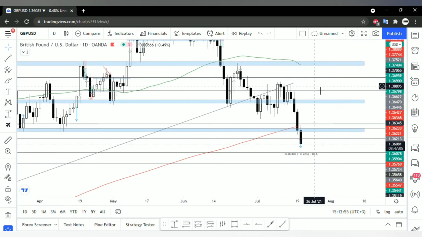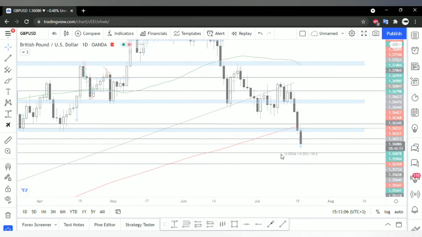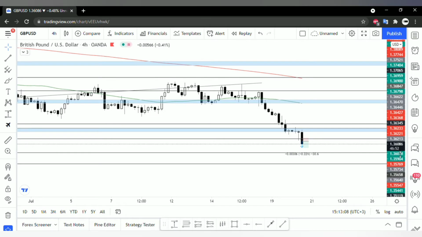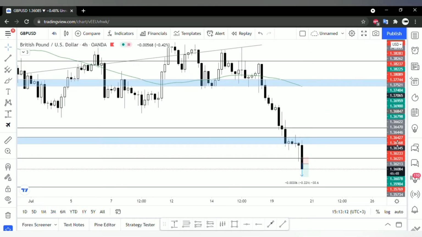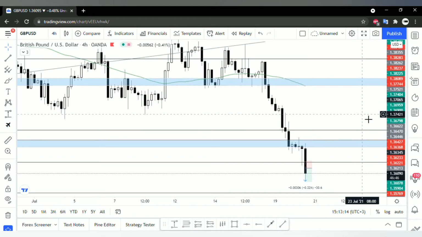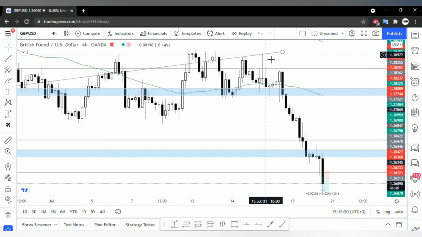Once the market finally failed to break above this particular trend line, we witnessed a beautiful movement to the downside. Let's go down to the 4-hour time frame and see whether we can see particular candlestick patterns here that will help us identify how the market was behaving. And yes, as you can see here, we have a very beautiful candlestick pattern that shows there was a clear rejection at this particular area of interest.